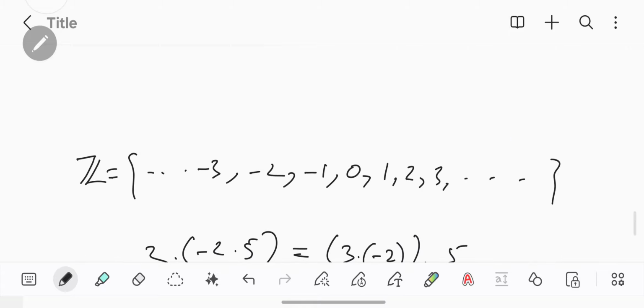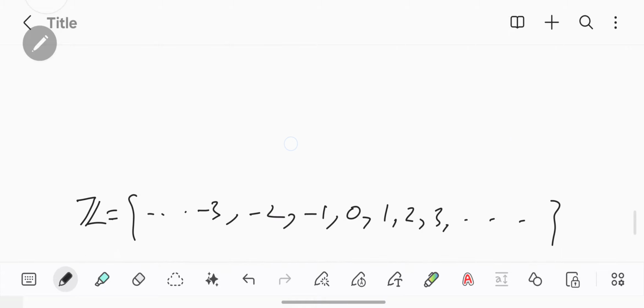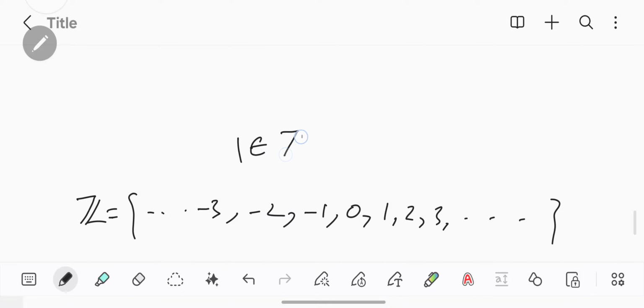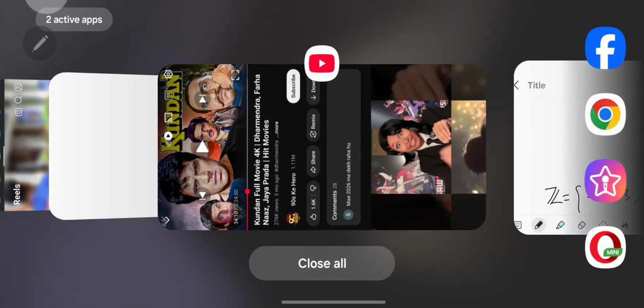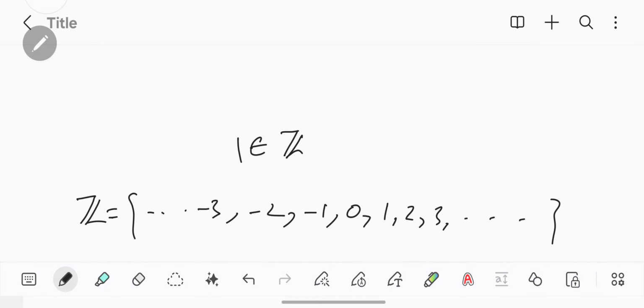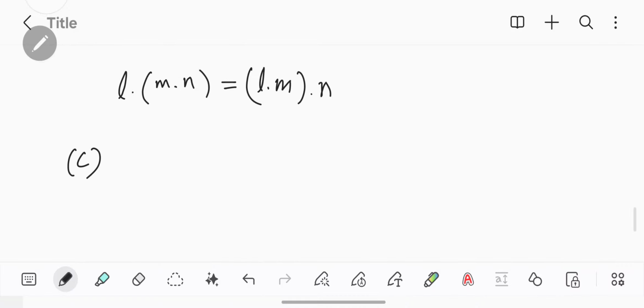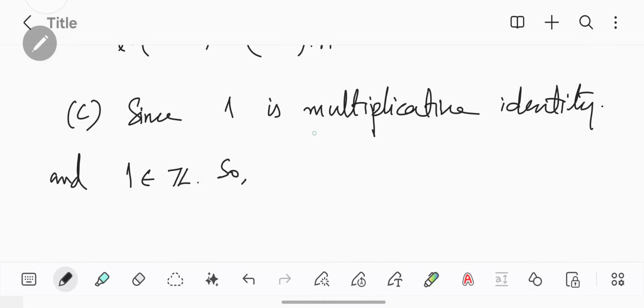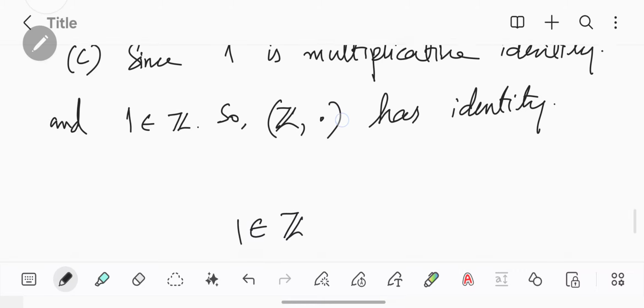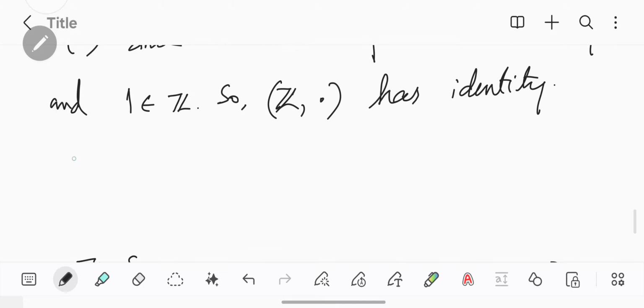Since 1 belongs to this set, I can say that because I can see 1 here. So since 1 belongs to this set, therefore identity is in the set of integers. Since 1 is the multiplicative identity and 1 belongs to this set, so Z has identity, right? Okay, let's check the last property.